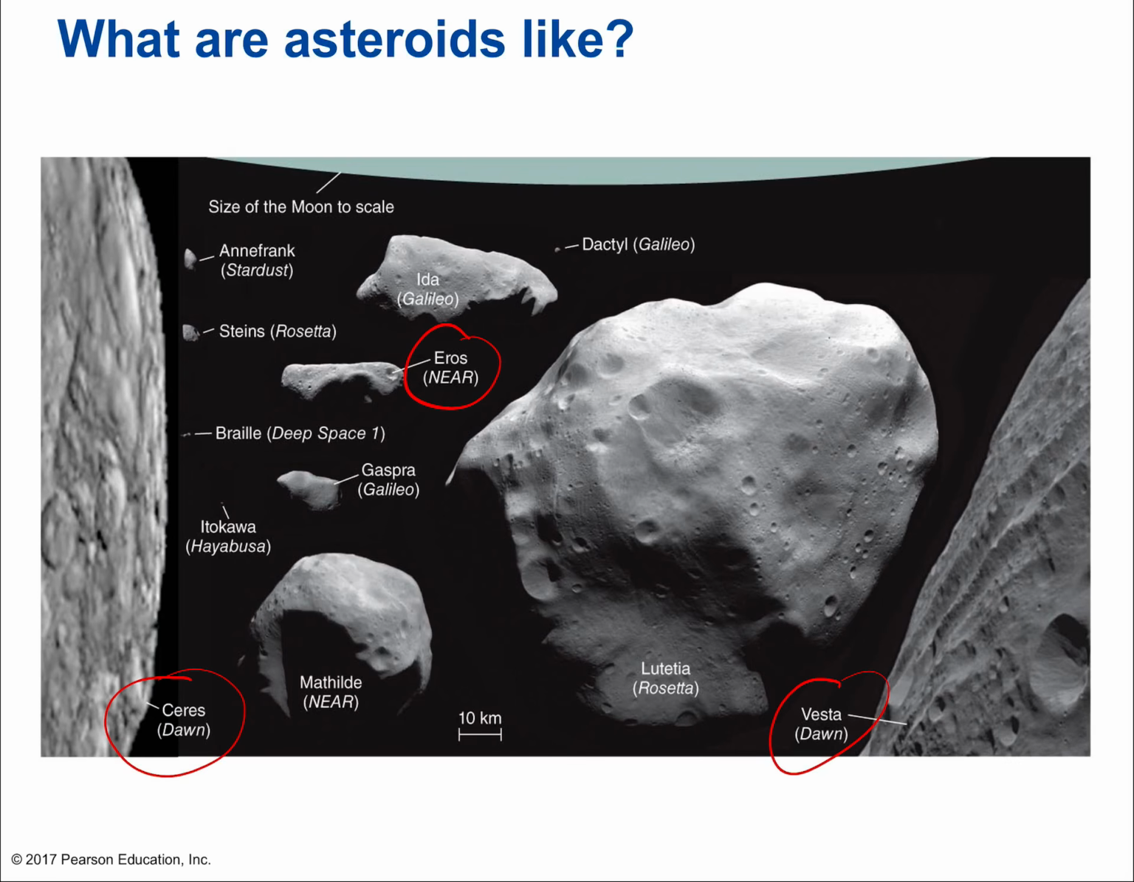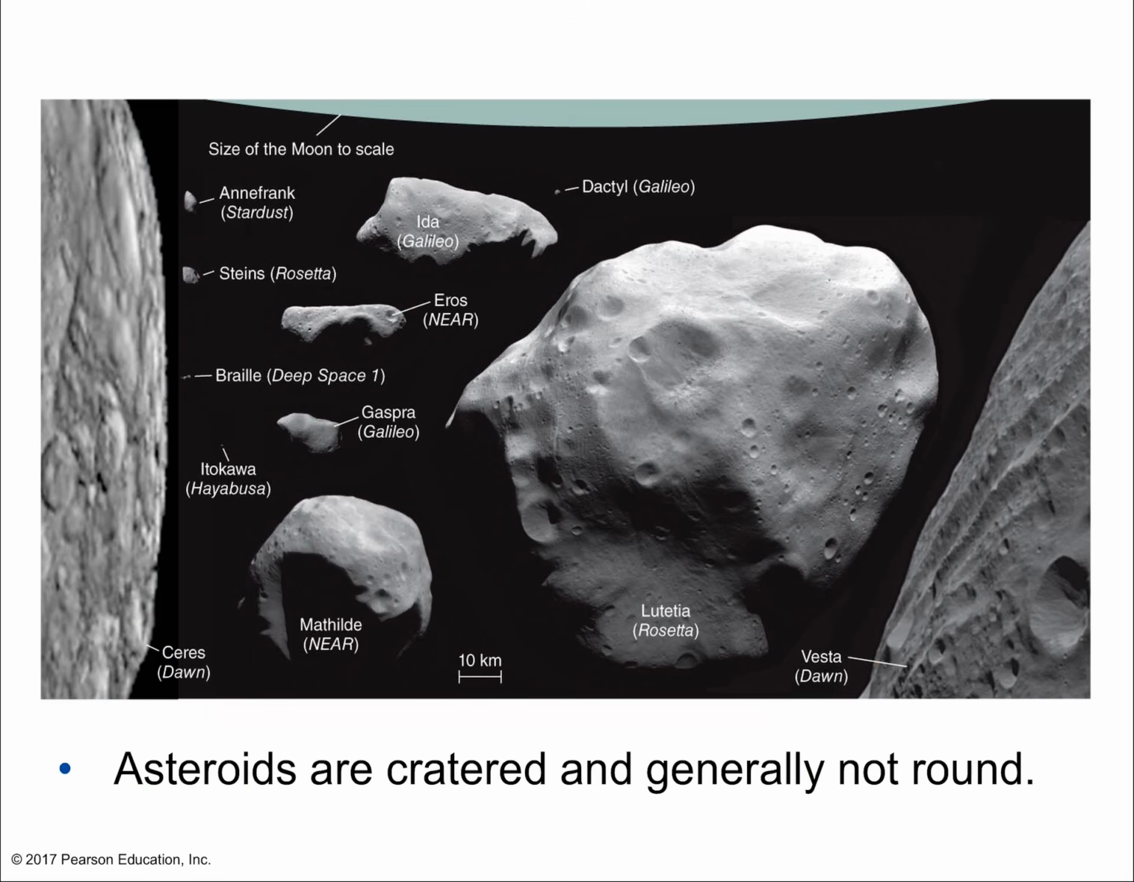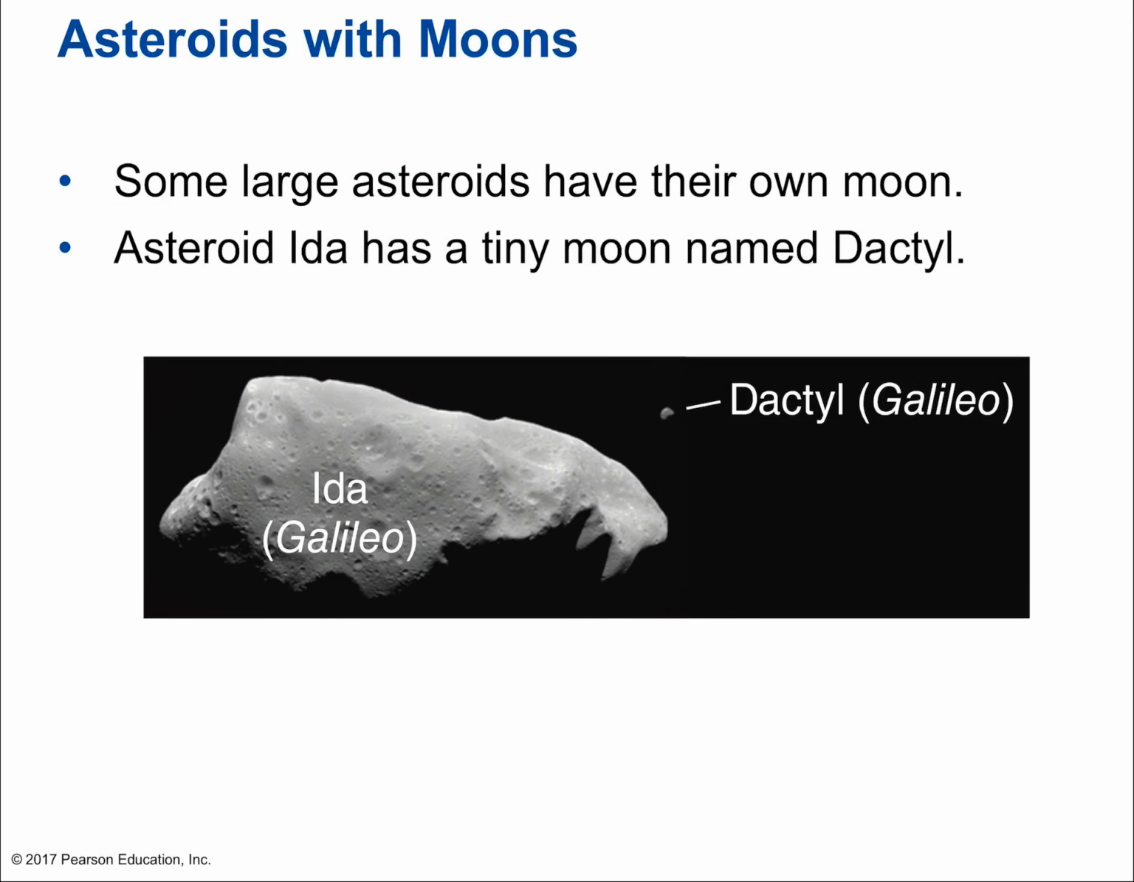Some are fascinating just because we've known them for a long time. Some are fascinating because they're very big. Some are fascinating because when we look at them and calculate their densities, they seem to be made of valuable metals, and so we consider asteroid mining in the near future. So there are all kinds of reasons that scientists and entrepreneurs are interested in asteroids. Asteroids are cratered. They're generally not round. A lot of these are potato-shaped.